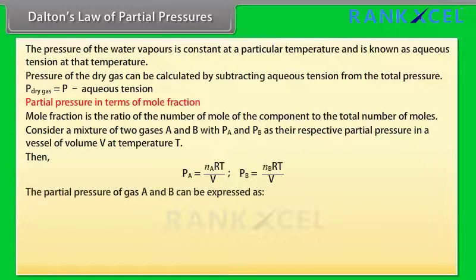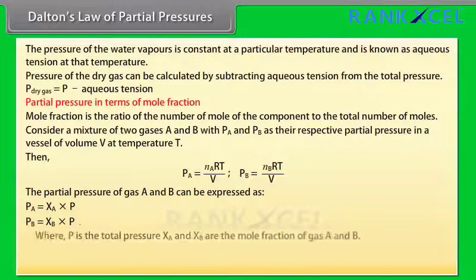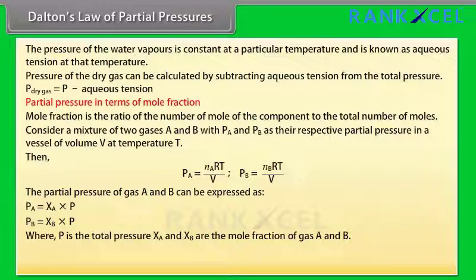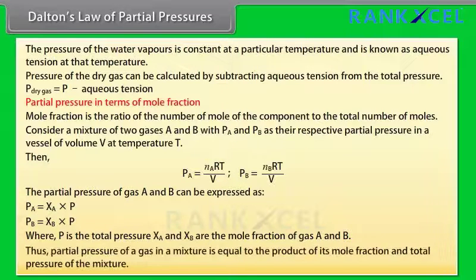The partial pressures of gases A and B can be expressed as PA is equal to XA into P, and PB is equal to XB into P, where P is the total pressure, and XA and XB are the mole fractions of gas A and B. Thus, the partial pressure of a gas in a mixture is equal to the product of its mole fraction and the total pressure of the mixture.